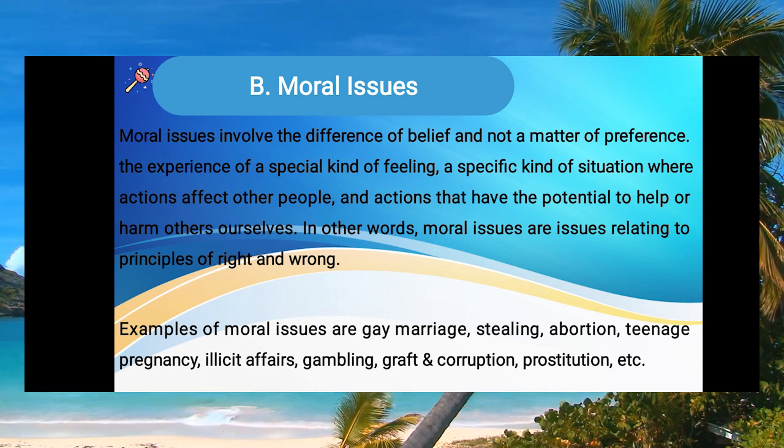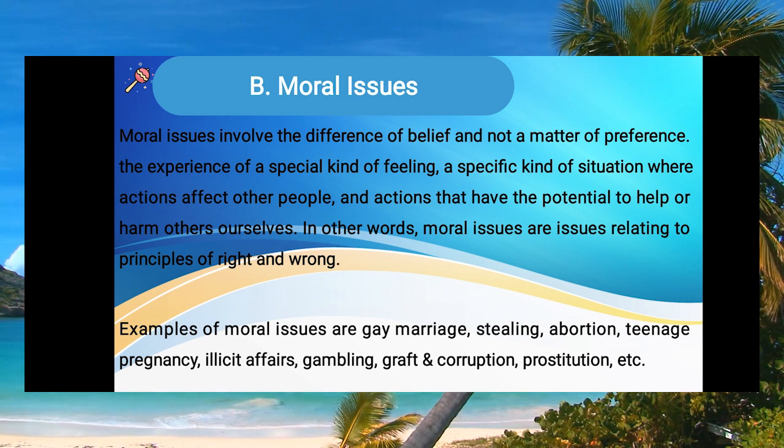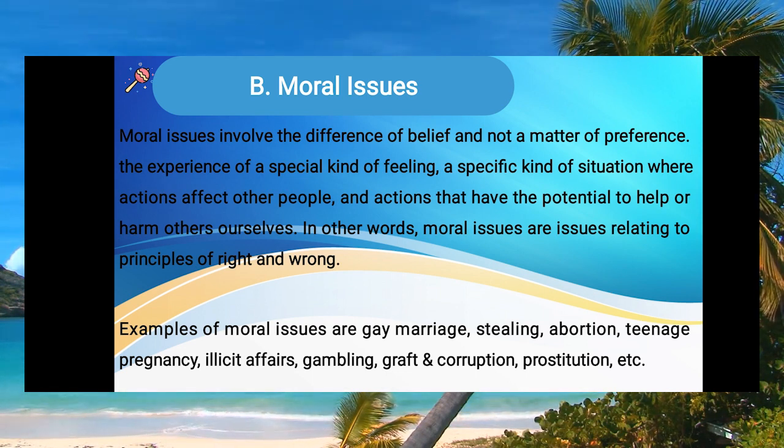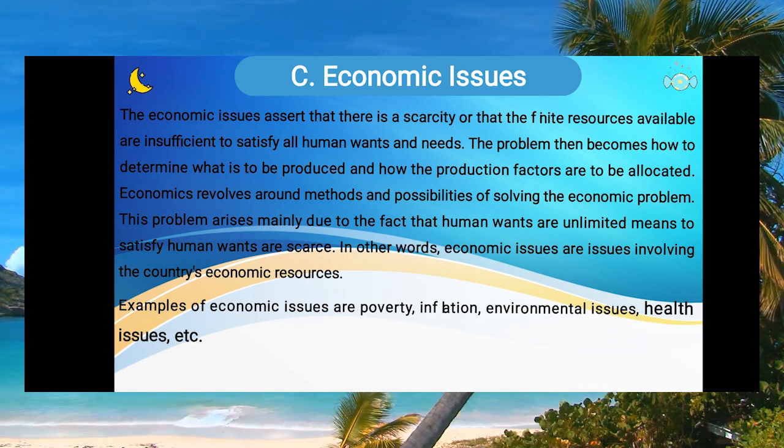B. Moral issues. Moral issues involve the difference of belief and not a matter of preference. They involve the experience of a special kind of feeling, a specific kind of situation where actions affect other people, and actions that have the potential to help or harm others or ourselves. In other words, moral issues are issues relating to the principles of right and wrong. Examples of moral issues are gay marriage, stealing, abortion, teenage pregnancy, illicit affairs, gambling, graft and corruption, prostitution, etc.